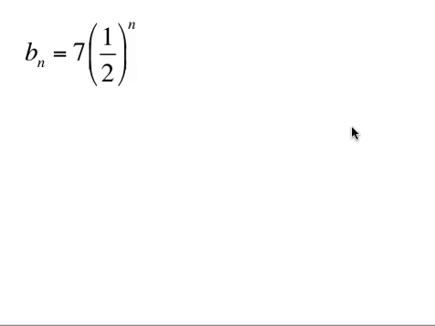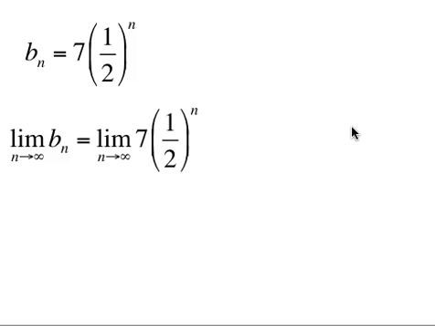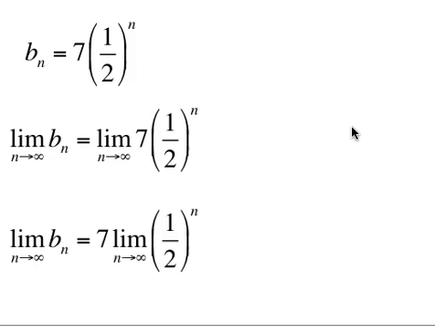Now, the question is, what happens as n goes to infinity here? So I want to know the limit as n goes to infinity of this sequence. The limit as n goes to infinity of 7 times 1/2 to the nth power. In our first case, the limit as n went to infinity of a sub n did not exist. What will happen here? Well, I can pull the 7 out. It's a constant. It can come out in front of the limit operator.